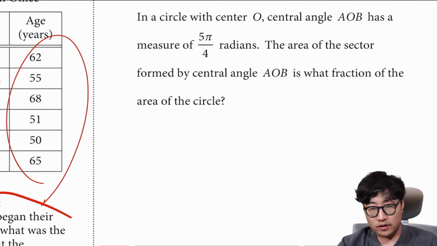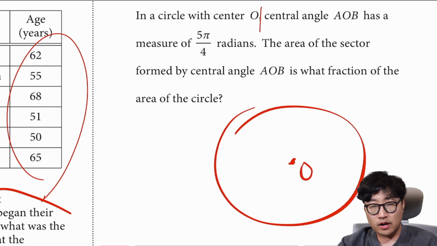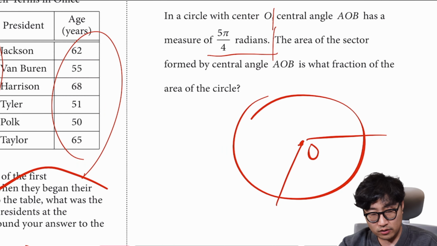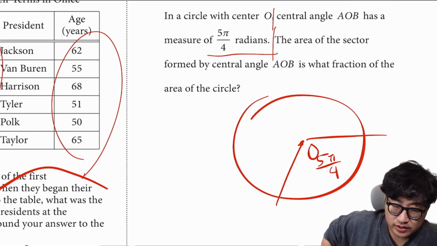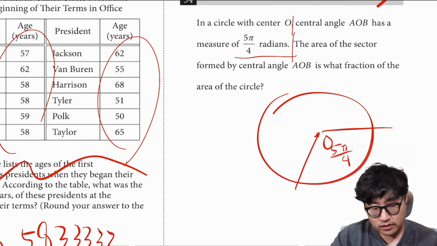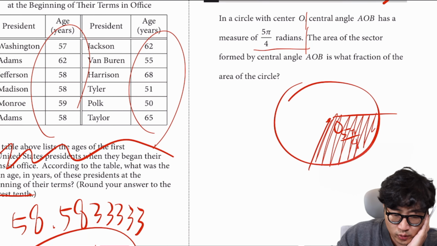All right, number 34, and the circle center O. Stop. So circle center O. Central angle AOB has got a measure of 5 pi over 4 radians. I'll just grab whatever, and you call that 5 pi over 4 radians. Is it an exact picture? Probably not, but who cares? The area of the sector formed by the central angle AOB, so area of the pizza slice right there, is what fraction of the area of the whole circle?